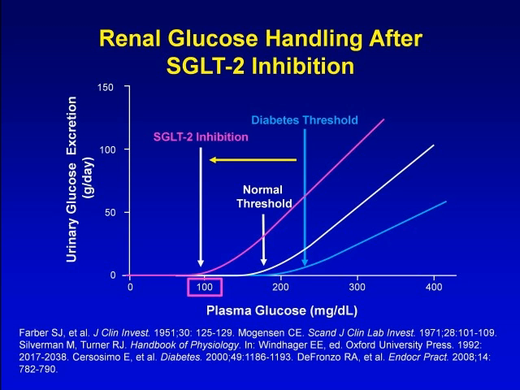Now what SGLT inhibition does is shift this curve of excretion leftward, so that excretion could begin as low as 100 milligrams per deciliter of glucose. So inhibition would shift the whole curve to the left. And so excretion occurs at an earlier plasma level and reabsorption is much less.